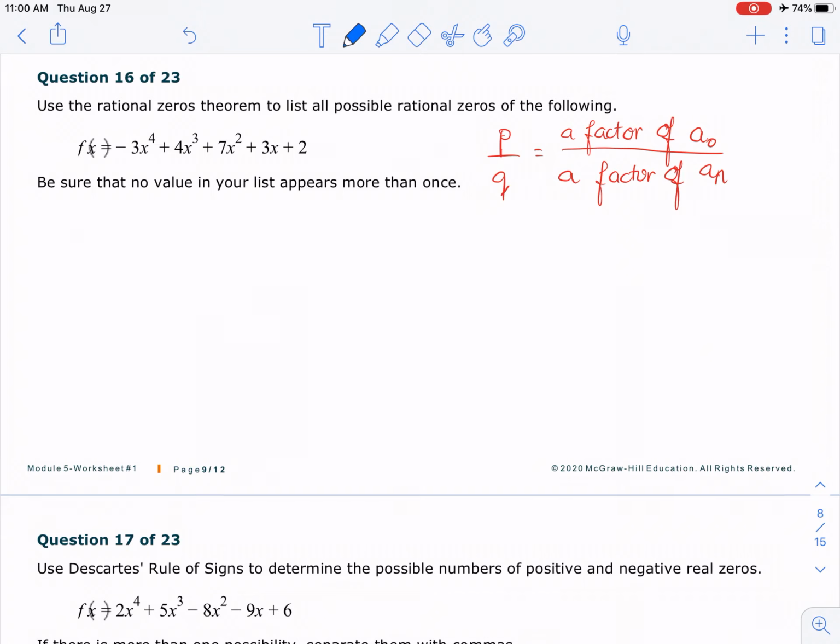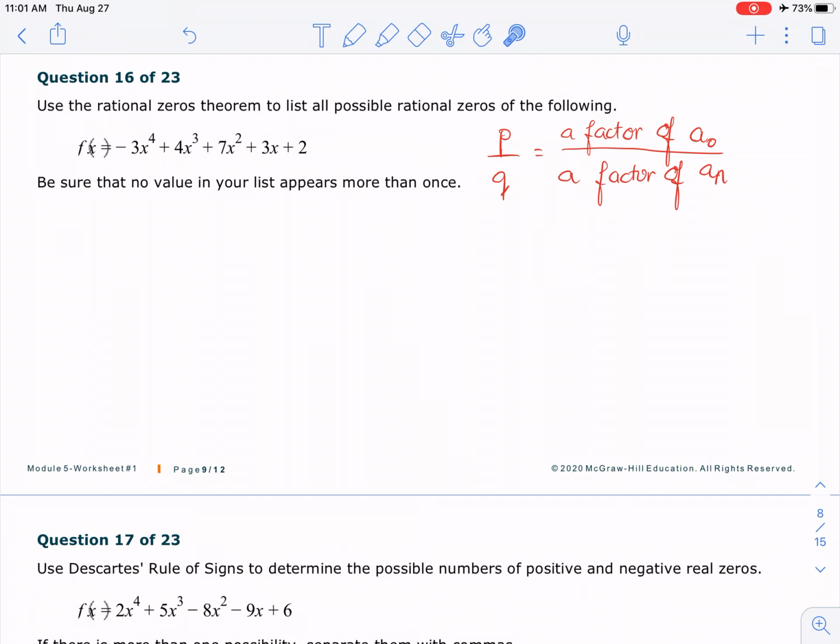For the rational zeros theorem, you want to list all the possible rational zeros, and the rational zeros have the form P over Q, where P is a factor of a naught, which is this one right here, and Q is a factor of a n. So we're going to list all the possible P over Q, all the possible rational zeros. Don't forget, when we list all the zeros, you want to include the positive and the negative.